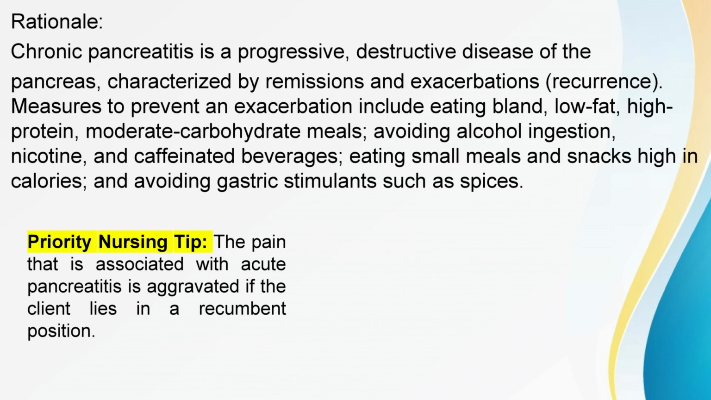Chronic pancreatitis is a progressive, destructive disease of the pancreas, characterized by remissions and exacerbations, recurrence. Measures to prevent an exacerbation include eating bland, low-fat, high-protein, moderate-carbohydrate meals, avoiding alcohol ingestion, nicotine, and caffeinated beverages, eating small meals and snacks high in calories, and avoiding gastric stimulants such as spices. Priority nursing tip: the pain that is associated with acute pancreatitis is aggravated if the client lies in a recumbent position.